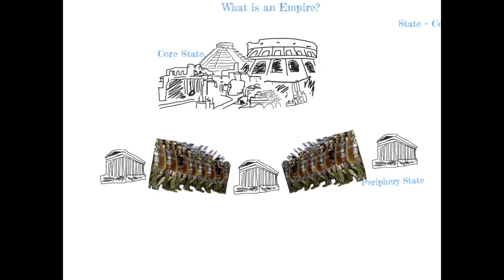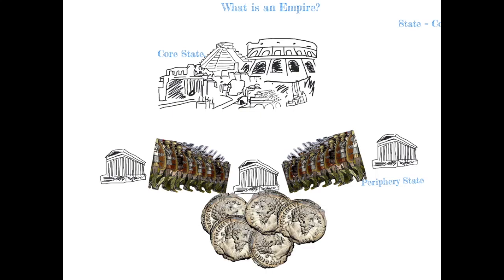So when we look at empires and core states versus periphery states, what we're going to find is that the core state usually has control over the periphery states through military action, military control. But that's not the only way that a core state can control a periphery state. Another way that they can control those other states is through economic means, whether that means expanded economic opportunities or forcing those periphery states to use the same economic system.